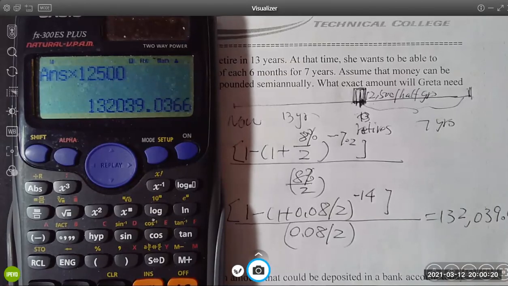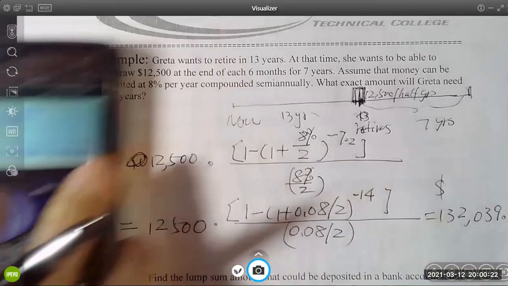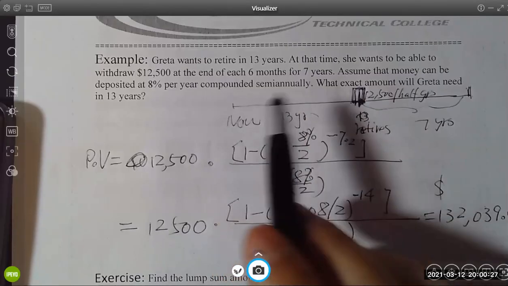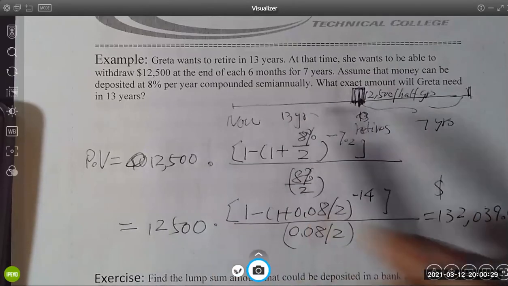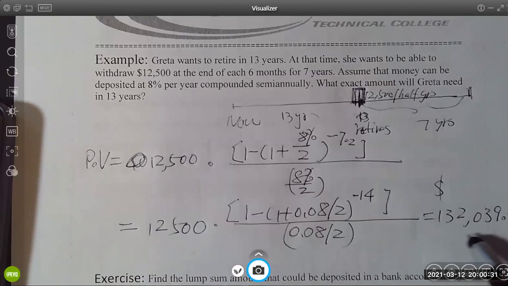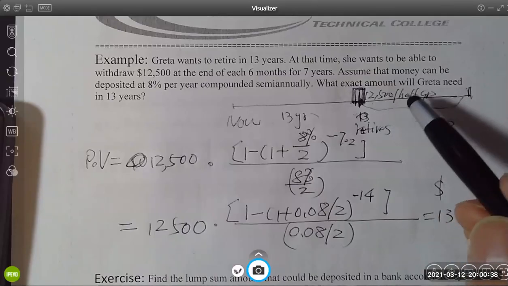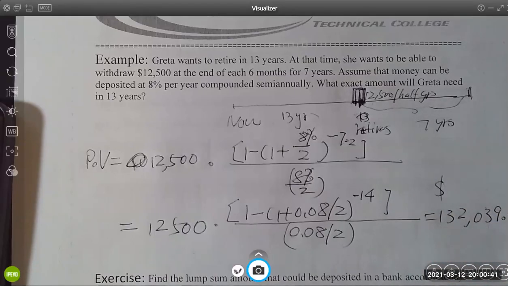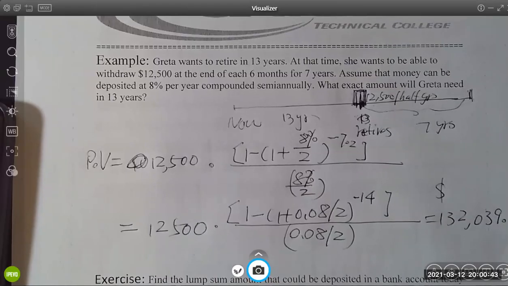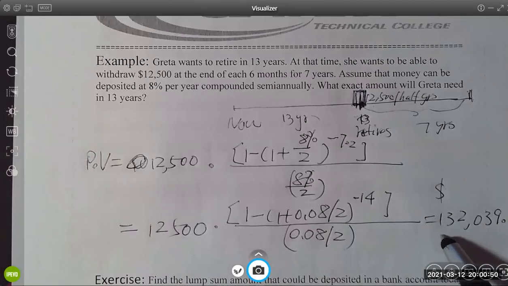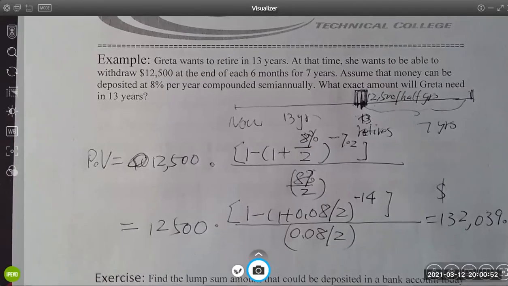so we get $132,039.04. That means from now, Greta has 13 years to make her effort to accumulate at least $132,039 so that she will be able to withdraw 12,500 every half year for the 7 years thereafter. This is the minimum amount needed. That just gives Greta a goal, a motive to make the effort to have at least this amount. Okay, next one.